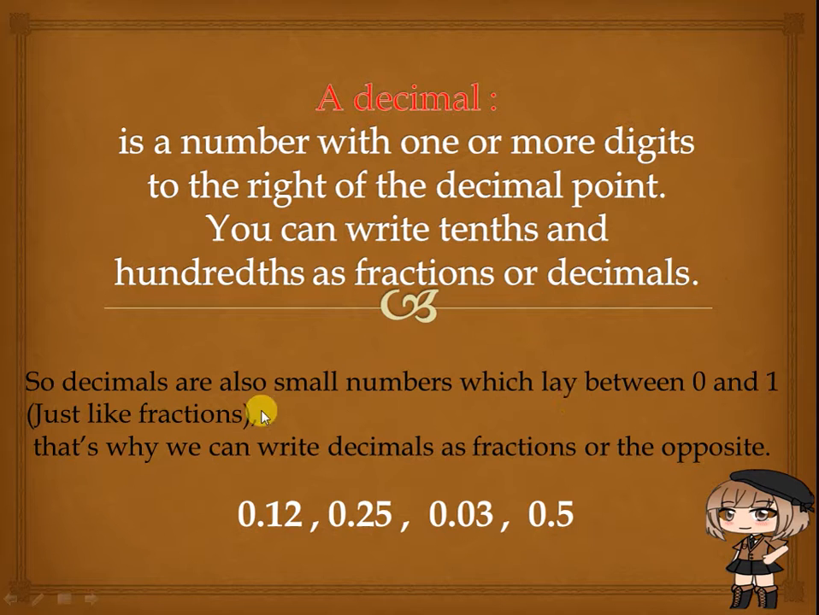So it's resembling fractions. It's a small number, but it's not too small, which is bigger than 0, but still smaller than 1. So that's why you can write decimals as fractions or vice versa. A fraction, you can write it as a decimal, and a decimal, you can write it as a fraction because they are related to each other.